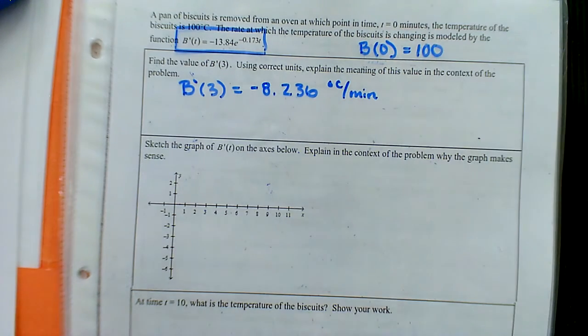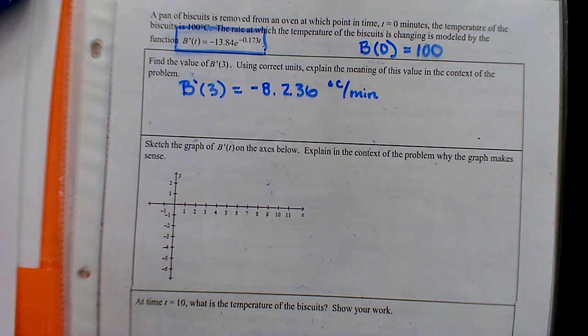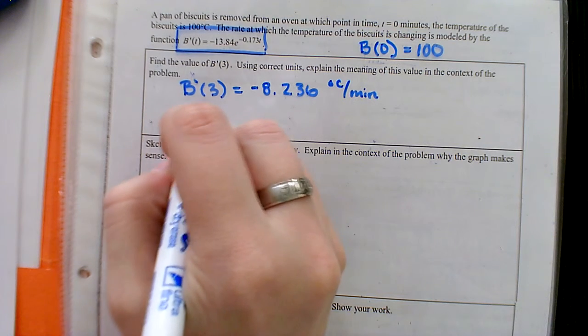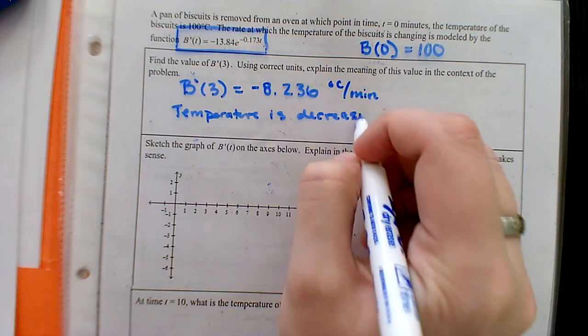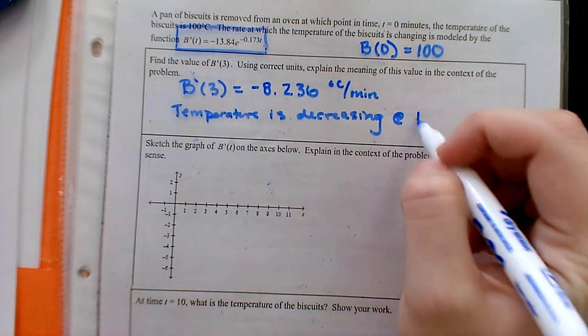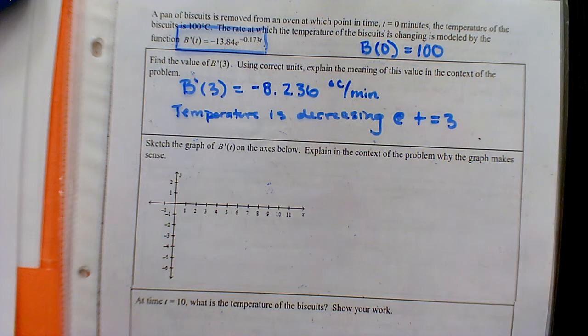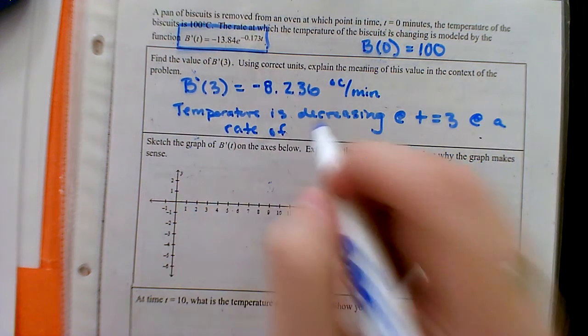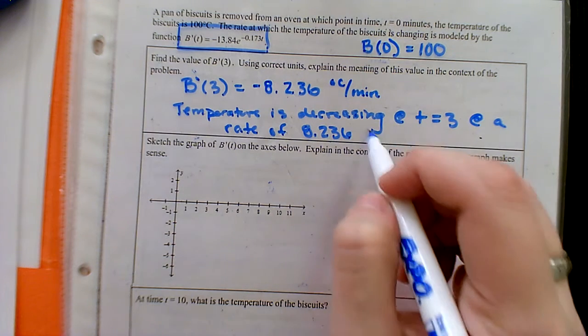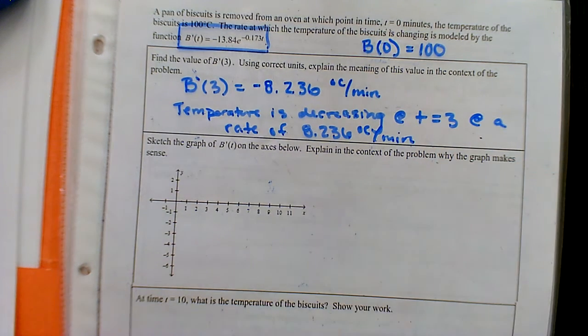Love it. Okay, so in the context of the problem, what does that number mean? What can you describe or tell about the temperature? It's decreasing, it's equal to the rate of. Perfect. Temperature is decreasing at time 3 at a rate of 8.236 degrees Celsius per minute. Decreasing because it's negative, and then the numbered value is the rate at which it's decreasing.